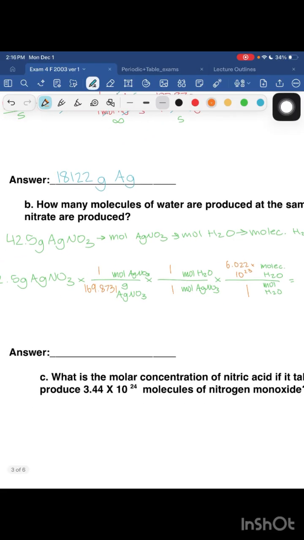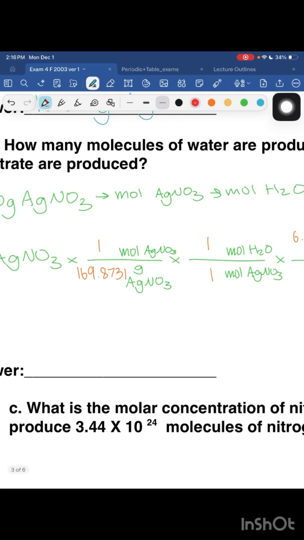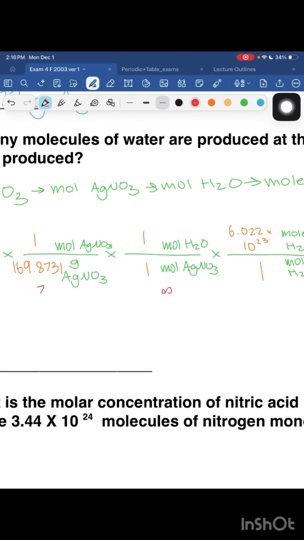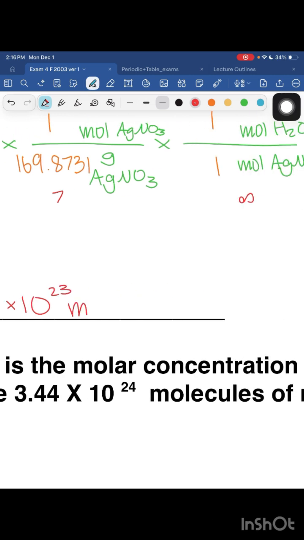So we have 3 sig figs in the first part, 7 sig figs here. This one's got infinite, and this has 4 sig figs. So we're going to go with 3, which gives us 1.51 times 10 to the 23 molecules H2O.